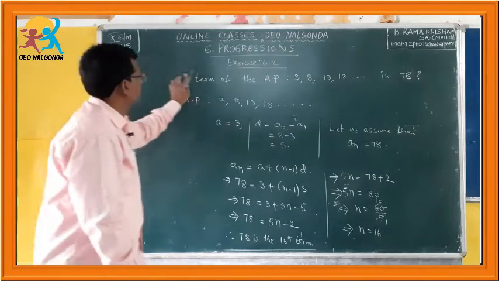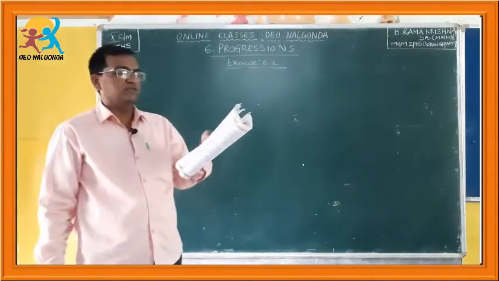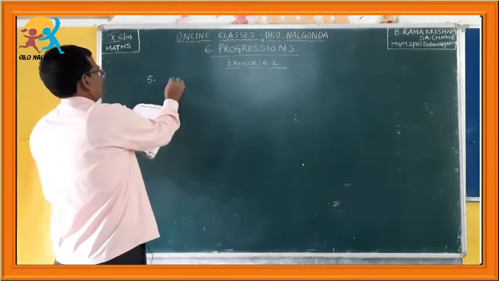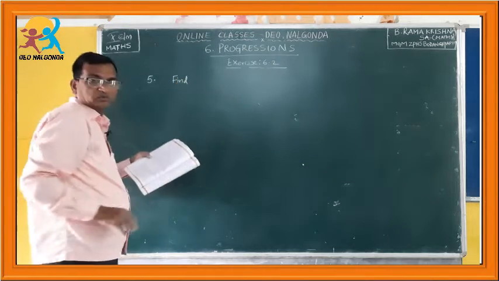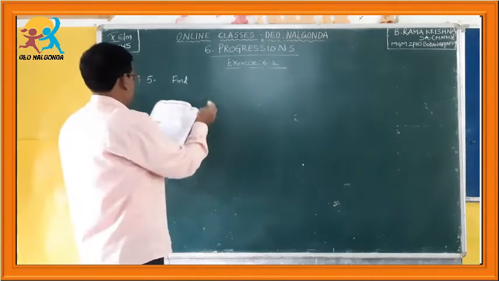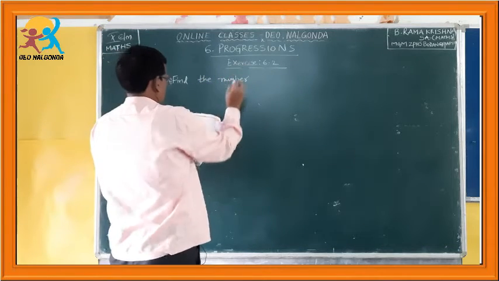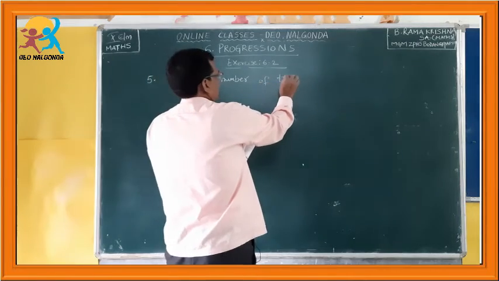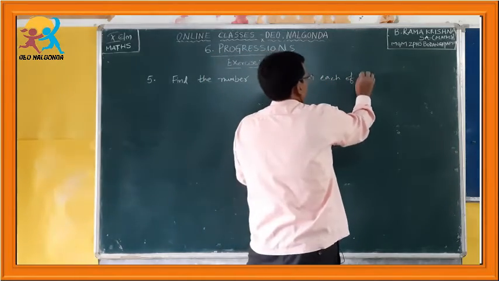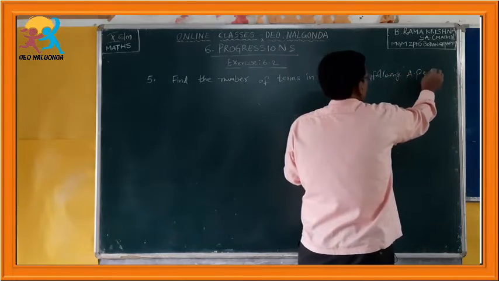What is given in the fifth question? Let us see. I will read this fifth question for you. Find the number of terms in each of the following APs. So, fifth question, this is also an important one. Every model, you have to practice such models in the examples or from other books also.